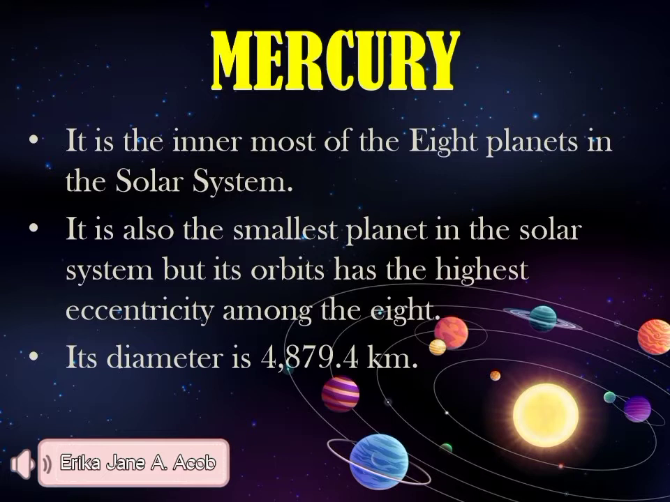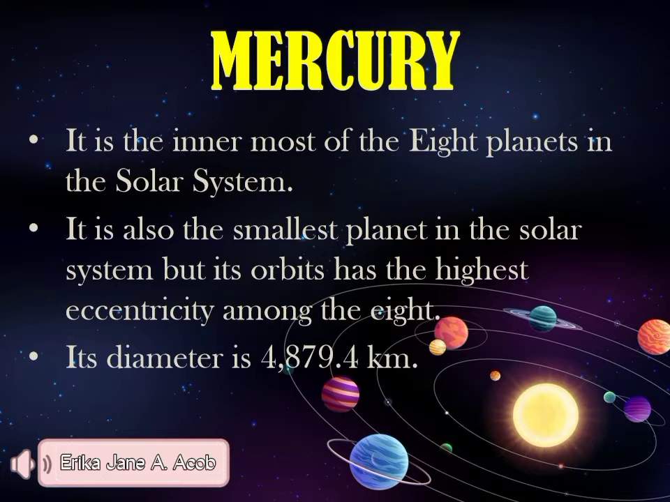Mercury also has a diameter of 4,879.4 km, wherein it is only 38% of the Earth's diameter. Because of its extremely slow rotation, Mercury has no appreciable equatorial bulge as found on the other planets.